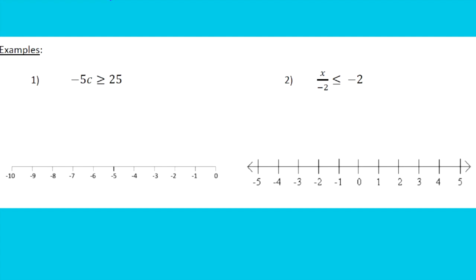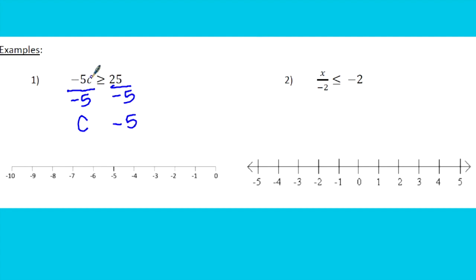So in this first example, we have negative 5c is greater than or equal to 25. So it looks like a normal inequality. You need to just solve it. Right now we're multiplying c by negative 5, so to undo that, we would have to divide by negative 5. I'm going to do that on both sides. When I divide by negative 5 over here, I'm left with c. And when I divide by negative 5 on this side, I'm left with negative 5.